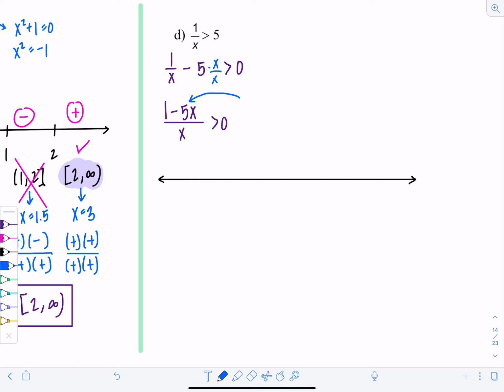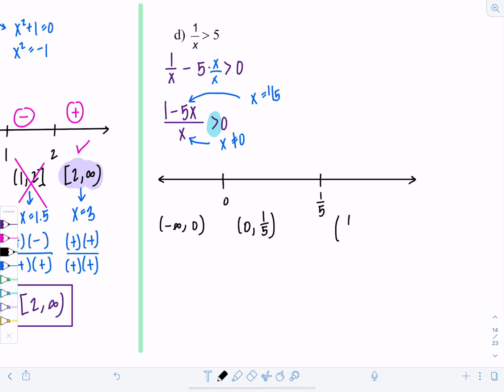Here, I would get x equals 1/5 as a 0, and then I have a restriction here, x cannot equal 0. Both of them go on the number line: 0, 1/5. Okay, good. So we've got the interval from negative infinity to 0. I'm not including it. It's a 0 from the denominator. 0 to 1/5. I'm also not including it because this inequality is strict, right? Strictly greater than 0, not inclusive. And then last interval is from 1/5 to positive infinity.